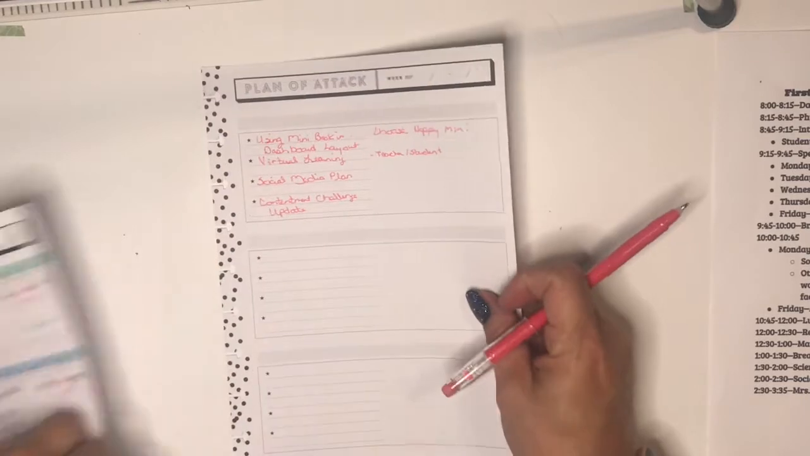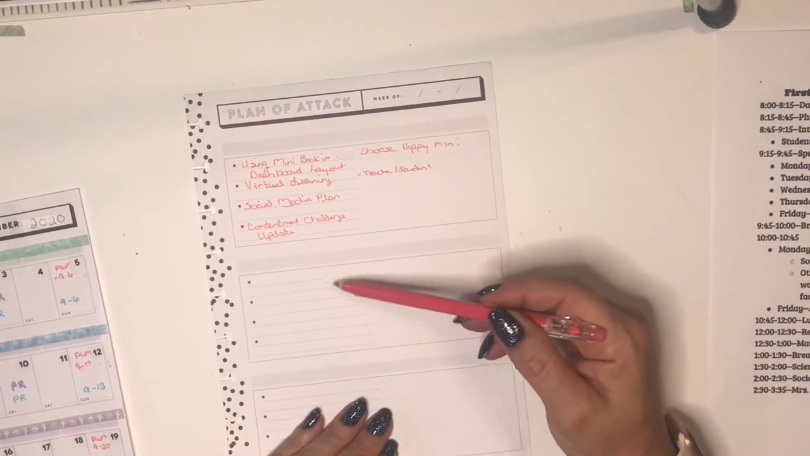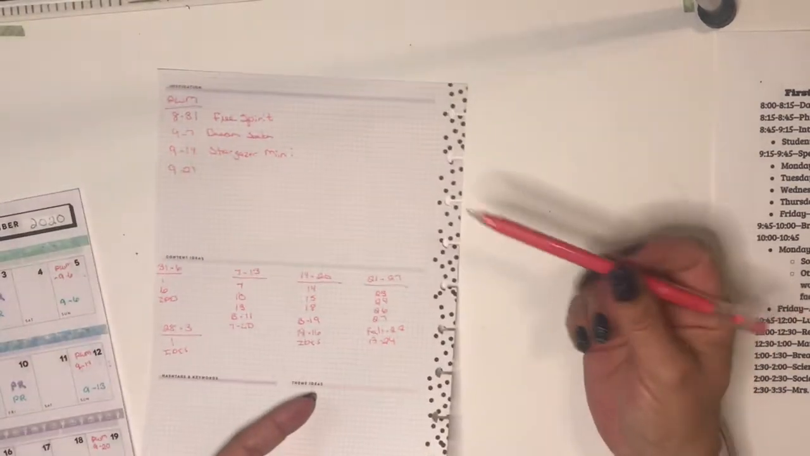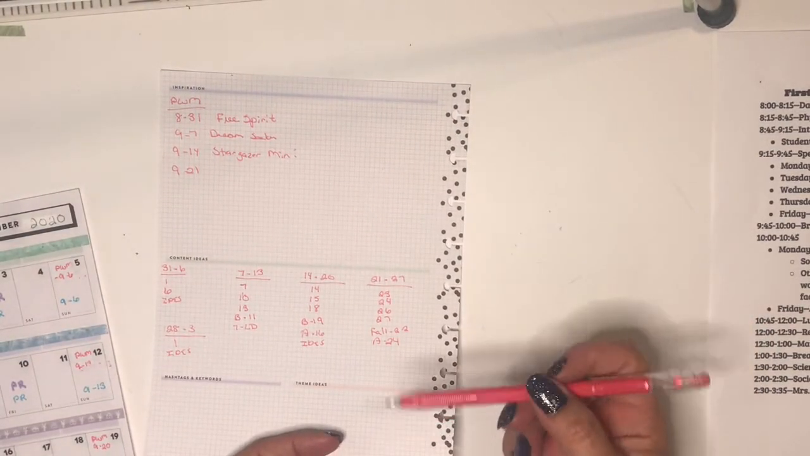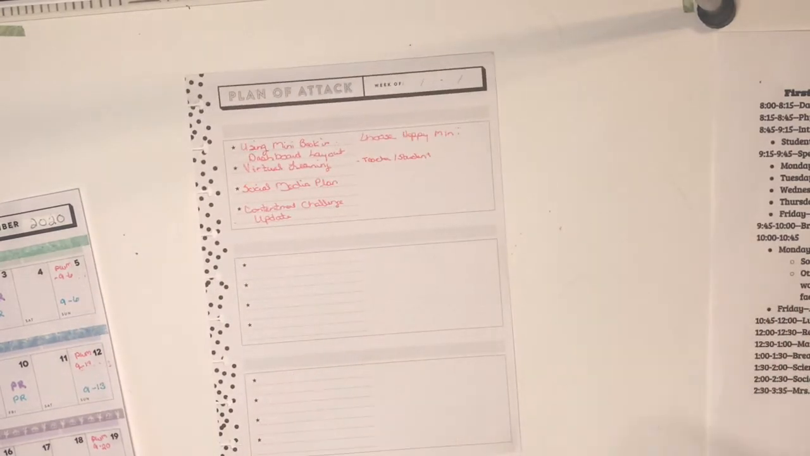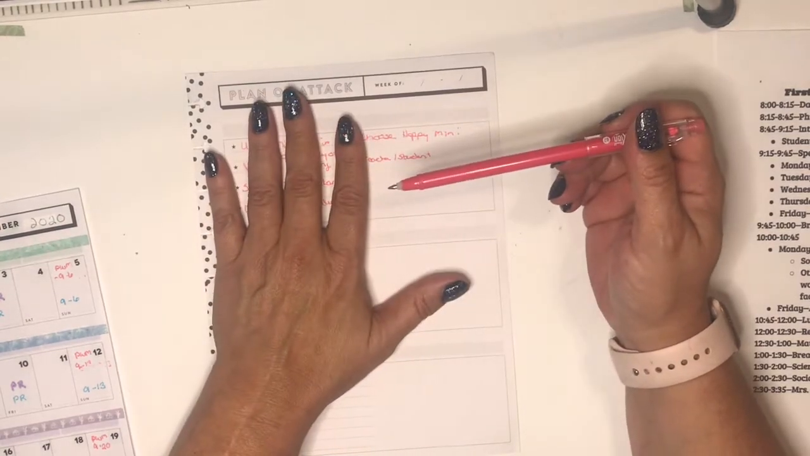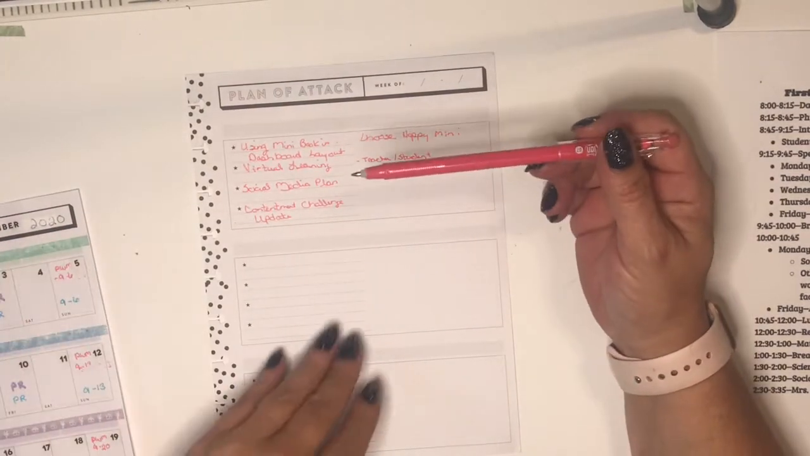They also have these plan of attack sheets for the week that have some checklists, some graph paper, and some places on the back for inspiration, content, hashtags, keywords. What I do is I use these to kind of track what's going on the other sheet.